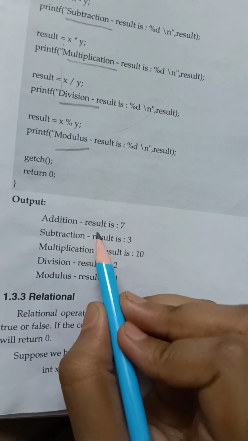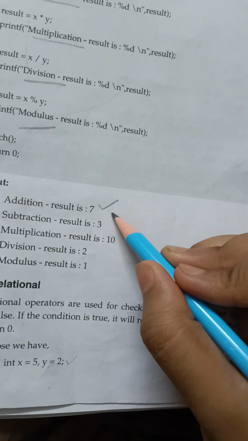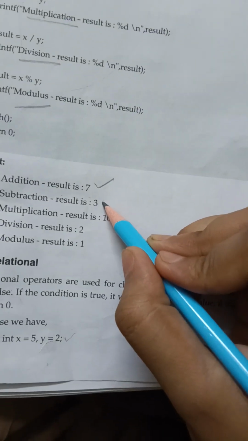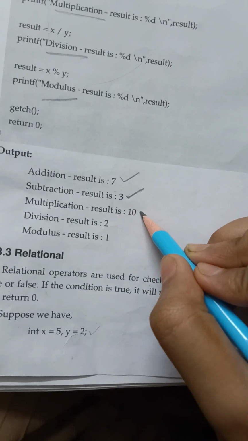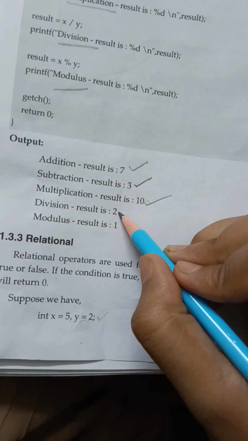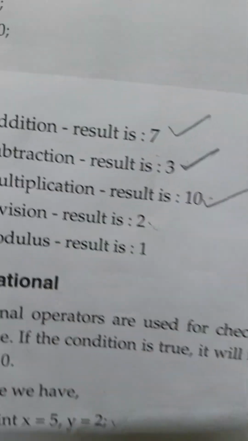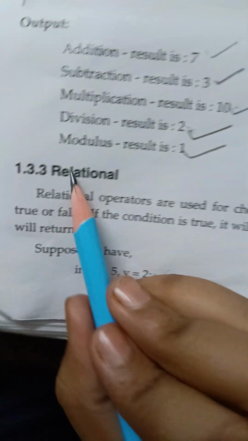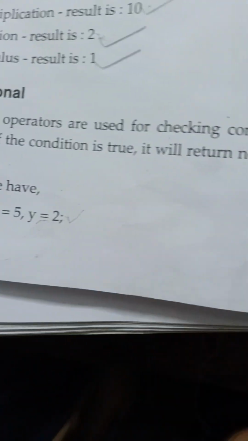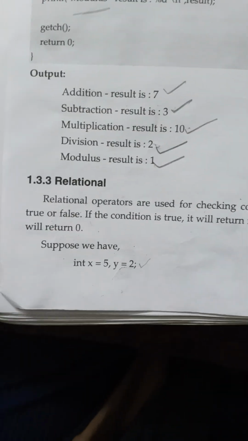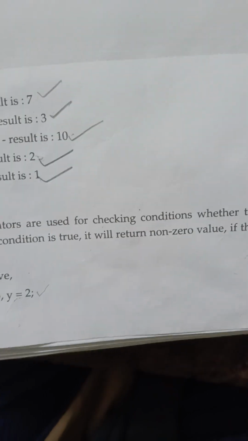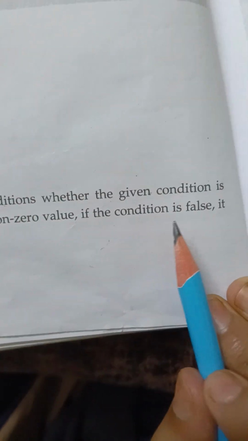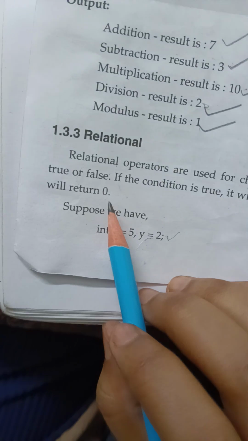And last, addition answer is 7. This is 5 minus 2, that was right now 3. Then 5 2s are 10. That division we have done, I already told that integer does not support the decimal, that is only 2, and the modulus division is 1. Then we have relational operator, I use it for checking condition, whether the condition is true or false. If the condition is true, it will return non-zero value. If the condition is false, it will return 0.